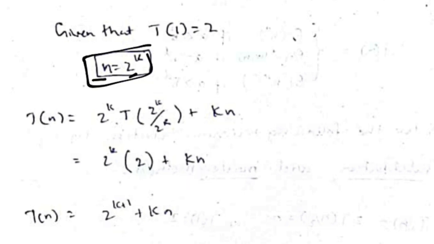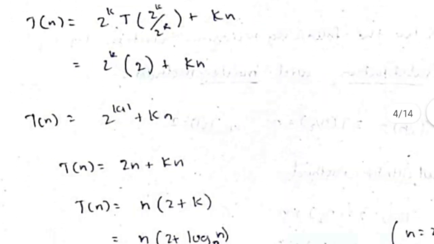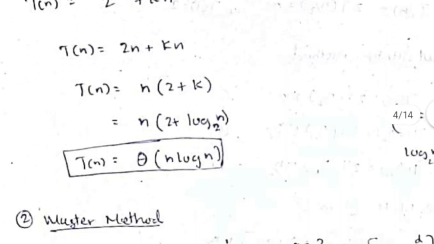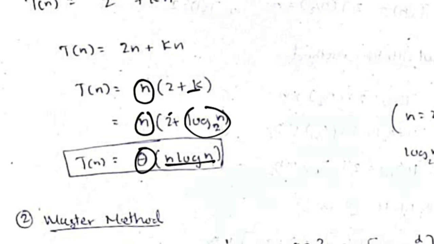Take log on both sides, you will get the value of k as log n, right? Then substitute the value of k as log n. After taking n as common, substitute the value of k as log n, and what's the order? Order is n log n. See, n from here, and 2 is the constant, so we can ignore it, and log n is remaining, so n log n. That's the order.